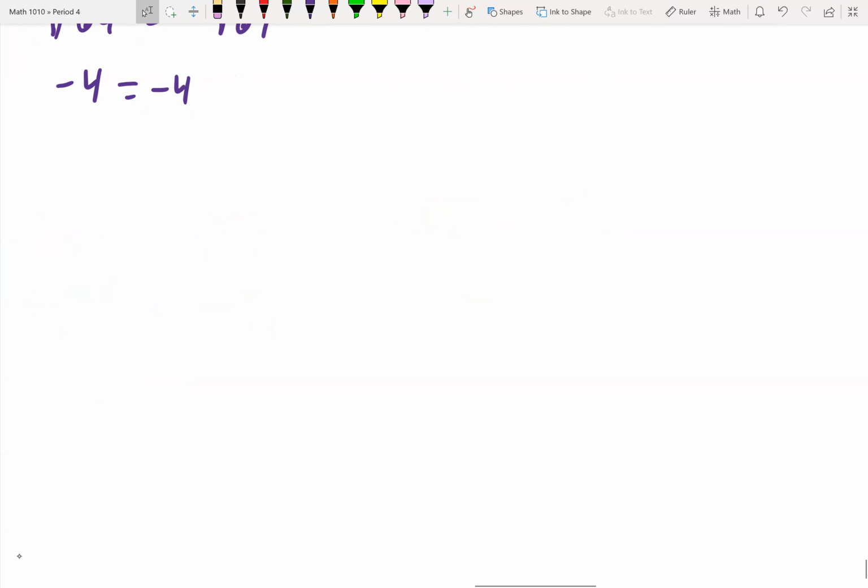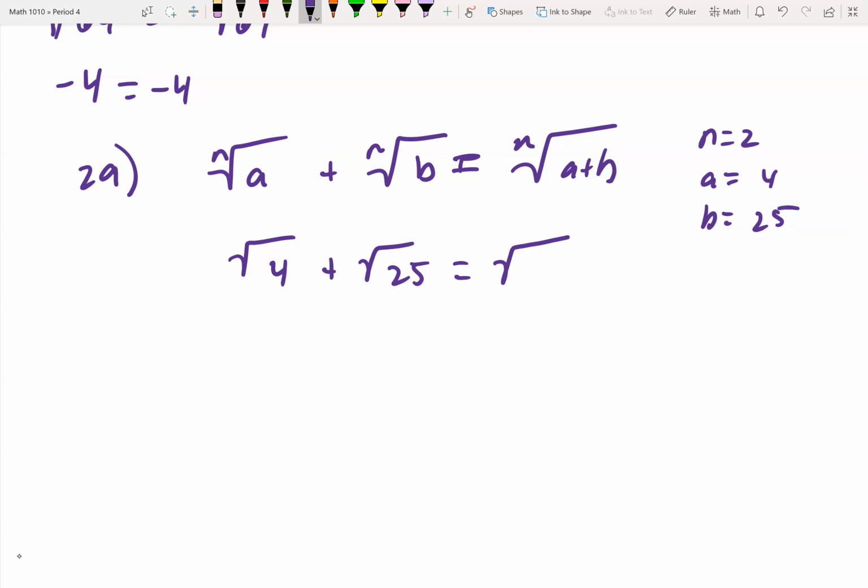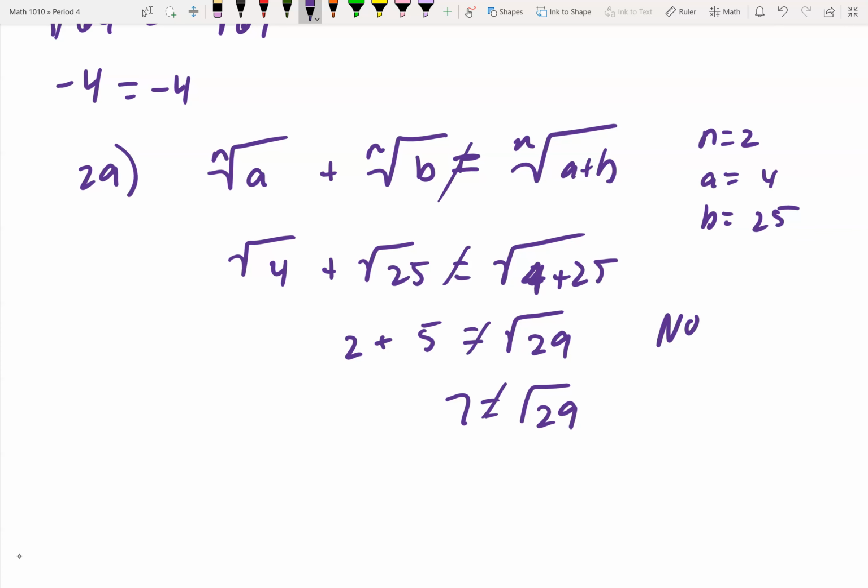Okay, here's 29. Choose values to determine if this is true or false. The nth root of a plus the nth root of b is equal to the nth root of a plus b. I want this to be easy, so I'm just going to let n be 2. And then I'm going to let a and b be perfect squares, like 4 and 25. So the square root of 4 plus the square root of 25 is equal to the square root of 4 plus 25. Well, the square root of 4 is 2. Square root of 25 is 5. Thus 7. Is 7 the square root of 29? No. They are not equal to each other.